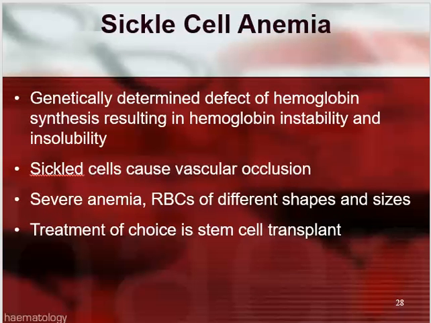Sickle cell anemia is a defective hemoglobin synthesis. The cells will sickle and then tangle with each other and cause occlusions. They won't pass through the capillaries like they should. It can cause severe anemia. So sometimes these people get stem cell transplants so that the initial cell that is giving rise to the red blood cells doesn't have that genetic disorder in it. It's somebody else's.